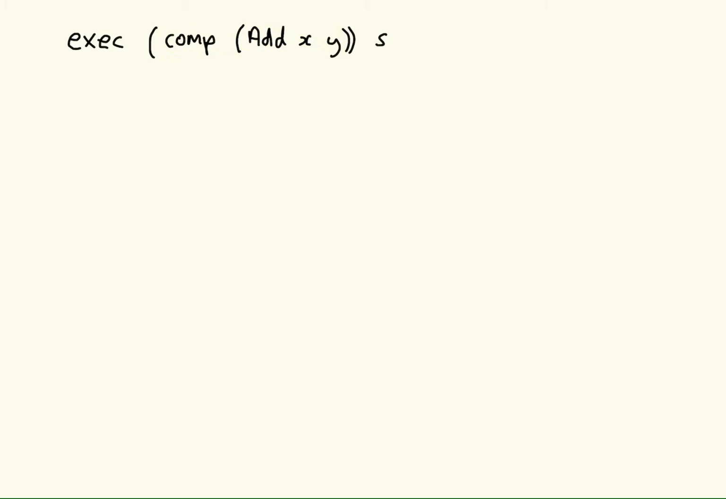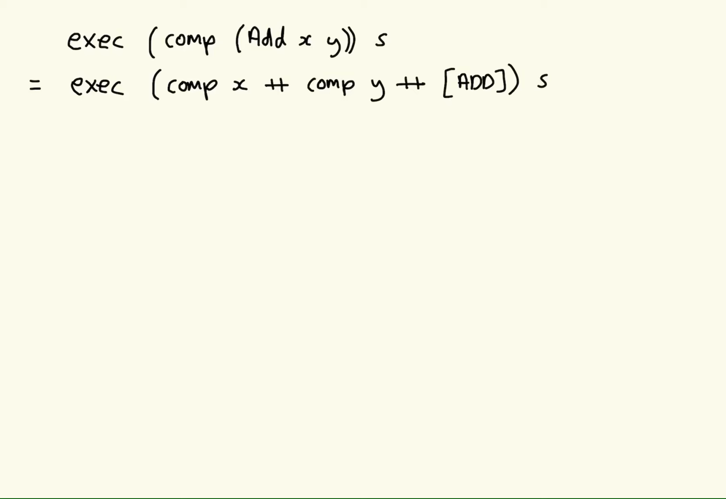So if we compile an addition, what we're going to get is we copy down the exec, first of all. When we compile the addition, all we're going to do is compile the first expression x, then we're going to append that with compiling the second expression y, and then we're going to append a single add operation on the end, which will actually add the result of the two compilations. And then finally, we remember, and it's very easy to forget, we copy down the stack S here.